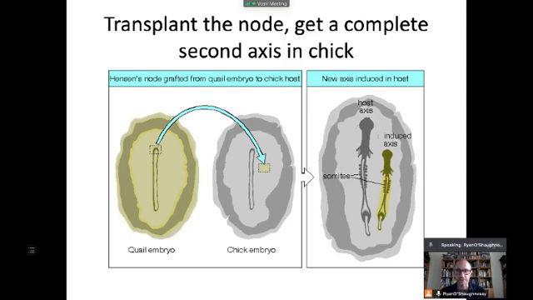So if you transplant that node, so now we've gone beyond the primitive streak, we've formed that node that's going to be moving anterior to posterior. If you move that node to a different region of the blastodisc, you get a second complete induced axis in the host. So you can see this here. We've taken our Hensen's node and we're grafting it into a host, which itself has a Hensen's node, and it's moving down, and we get a second induced axis where that Hensen's node, or where that organizer, has been transplanted to.